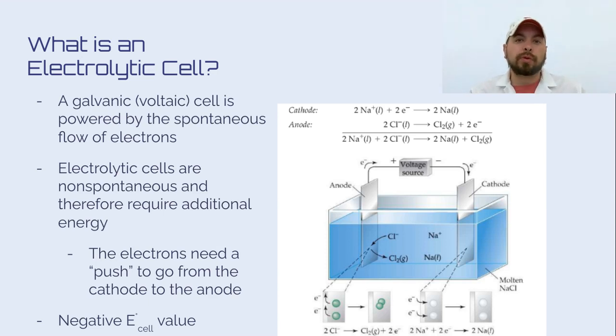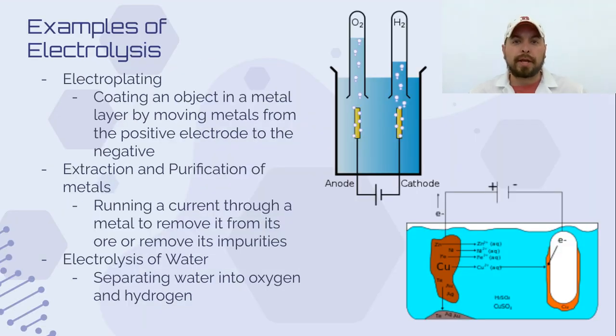Think of this as rolling a ball up a hill. If I need to roll a ball up a hill, I need to exert some force to make it happen. But I only have to exert just enough force to overcome the energy that's essentially pulling the ball back down the hill, that gravity. With electrolytic cells, it's a non-spontaneous process, which means I have to exert just enough energy to make that process occur. There are three major ways that we will see electrolysis in action here in AP Chemistry. Let's talk about all three.